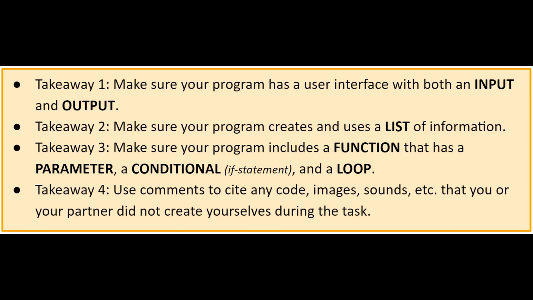Hopefully, kids, you see how the rubric and the written response and the survival guide all work together, and how it breaks it down to a nice, manageable, and easy project for you. As long as you are considering the 4 takeaways as you're developing your app, make sure your program has an interface that has an input and output. Make sure your program creates and uses a list. Make sure your program includes a function that has a parameter, a conditional, and a loop, and you're not stealing it. You are going to be great, kids.